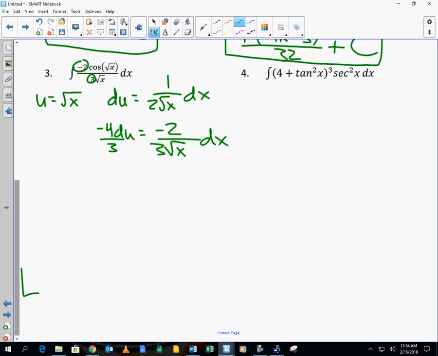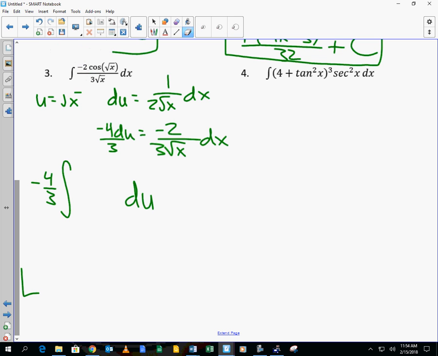How you organize your work is up to you, but here's how I do it. I do the -4/3, and I always put the constant out front. And I have an integral. I put the du over here. And then I start to cross stuff off, okay? -4/3 du. What did that get rid of? -2 over 3 roots of x, and the dx. Okay, so that got rid of that. All right. Now, what takes the place of the root of x? Yep. So I'm going to put u. What's the only thing that remains?